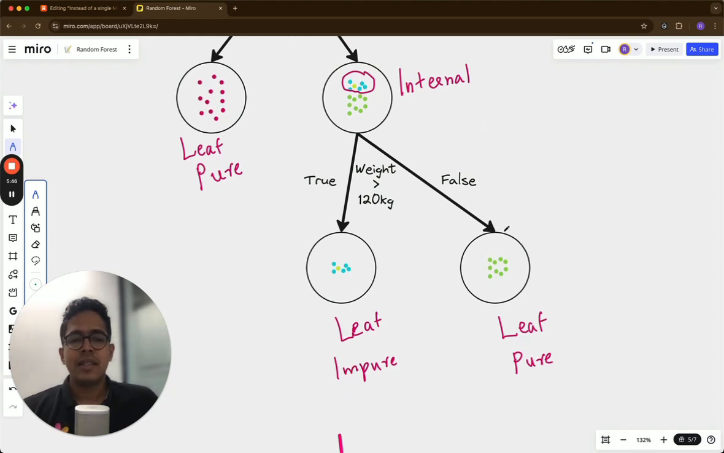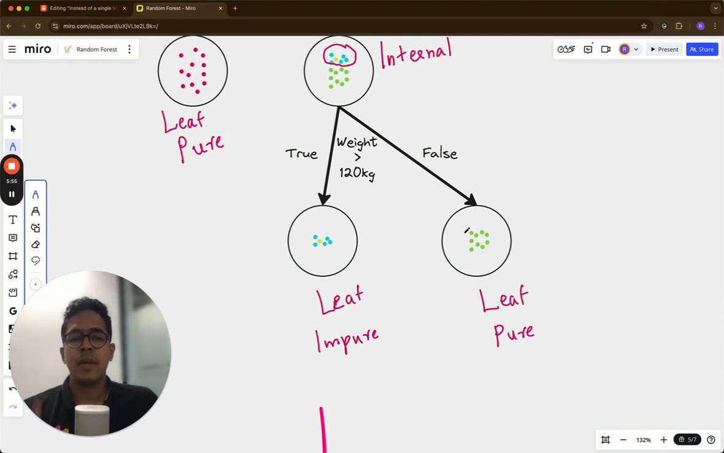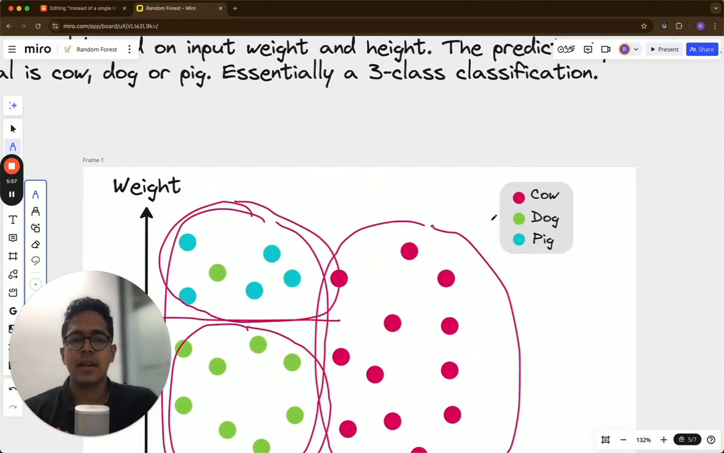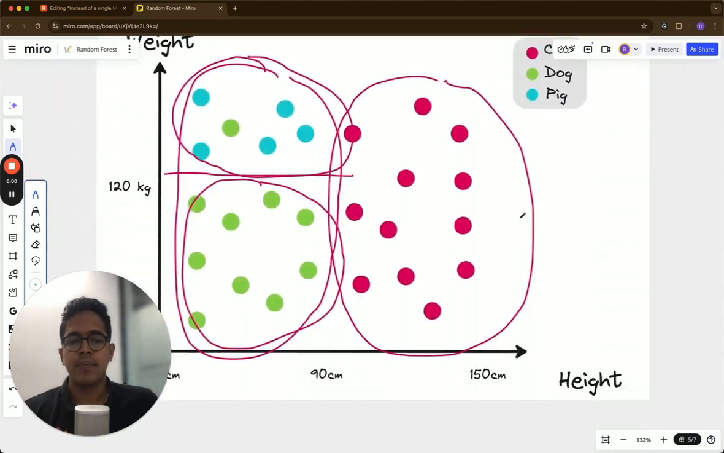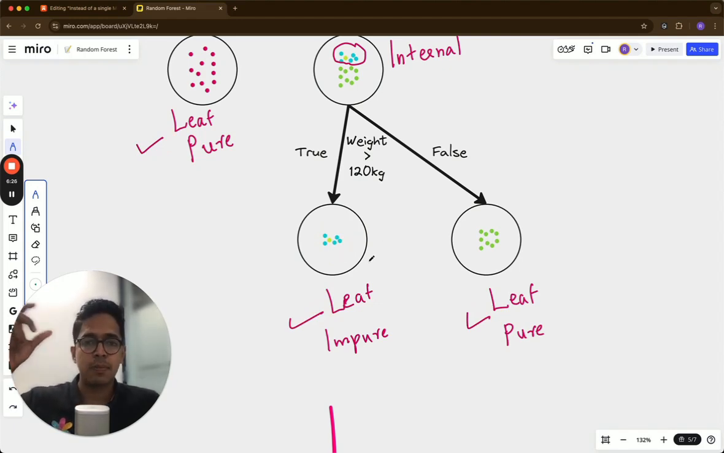Now here, this node, which is a final node, there are no more branches coming out of it because it is a pure node. There are only data sets belonging to one category, and that category is dog. Green is dog. But if you look at this node, here also you don't see any branches coming out of it any further. So whenever there is a node with no more branches coming out of it, it's called a leaf node. And the leaf node, if it only consists of data set of one type, it's called a pure leaf. So this is a pure leaf and this is a pure leaf. But this is an impure leaf because this has data sets belonging to both categories, pigs and dogs.